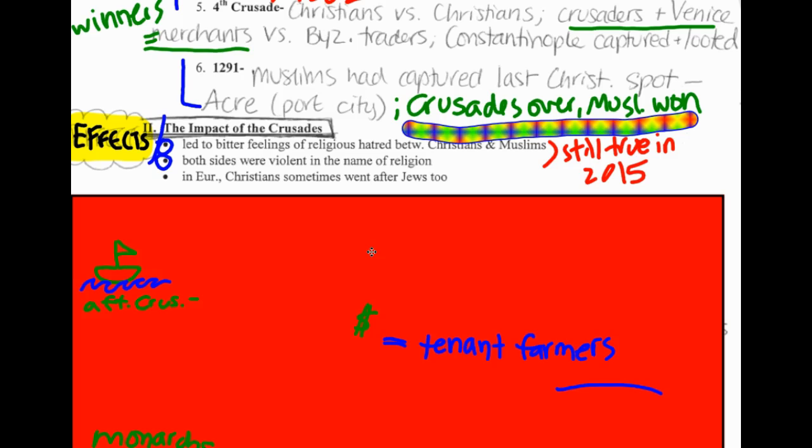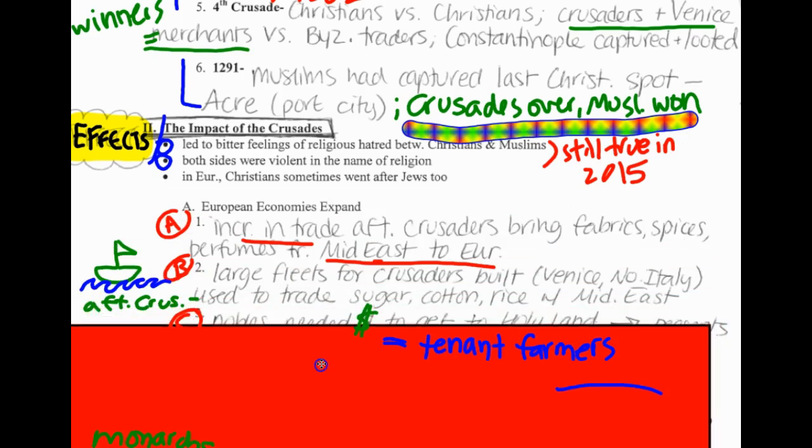Bitter feelings between Christians and Muslims, and sides being violent towards each other. This is still true in 2018. It was true in 2015, and it is something that has remained part of life since the Crusades, the 1000s, 1100s, and 1200s. Not every Christian or Muslim, though, dislikes the other religions. So what were these effects?